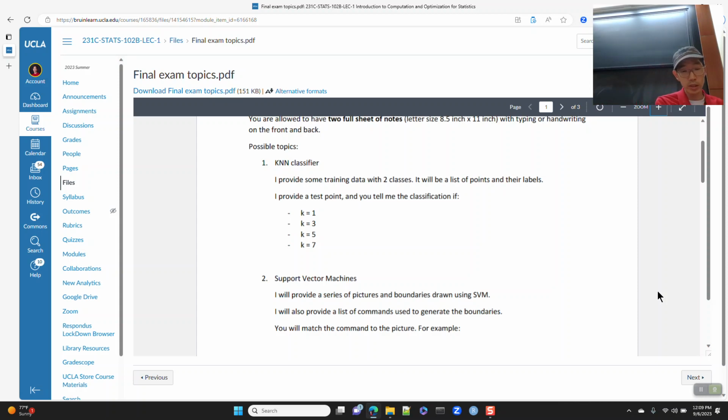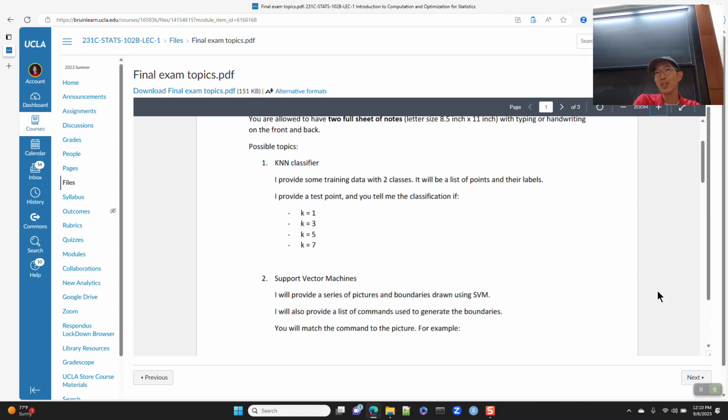Okay, so you'll have a KNN classifier problem. I'll provide some training data in 2 classes, with all of those points labeled, and I'll say, here's a test case, and if K were equal to 3, how would this test case be classified? And if a test case is over here, and K were equal to 5 or 7, how would this be classified? And you'll just look, you don't actually have to do calculations, it will be on a grid.